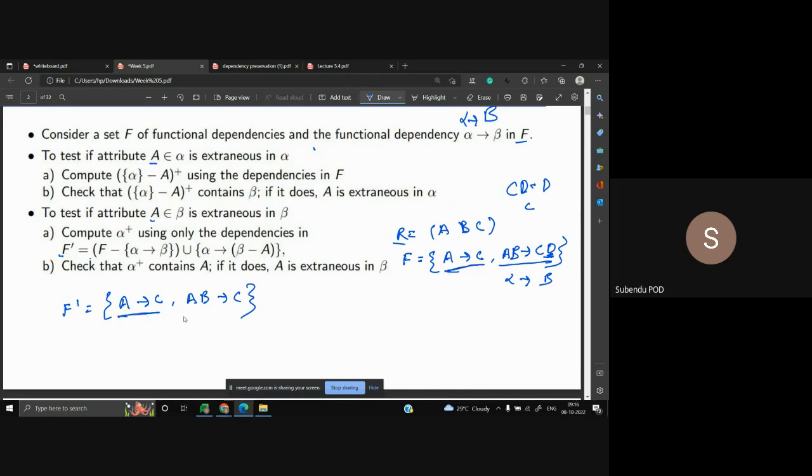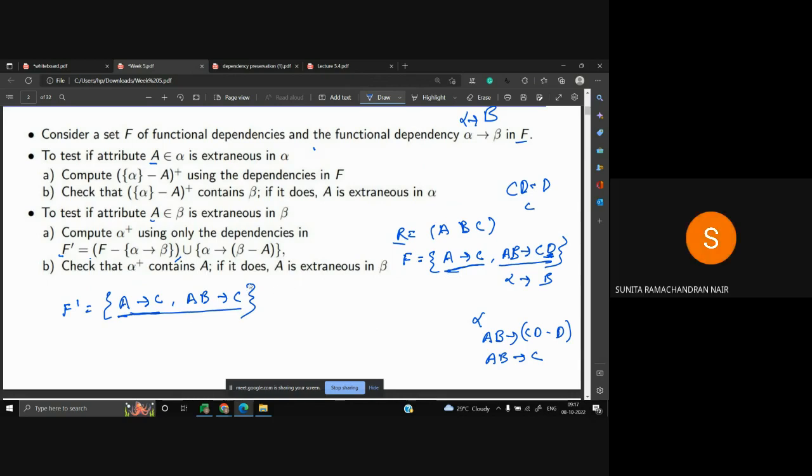Is this clear up to here? Yes, sir. Now we have to find alpha determines beta minus alpha. What is alpha? Alpha is AB. What is beta? Beta is CD, and we have to check whether D is extraneous or not. So CD minus D, so AB determines C. Sunita, is it clear? Yes, sir, now it is clear.